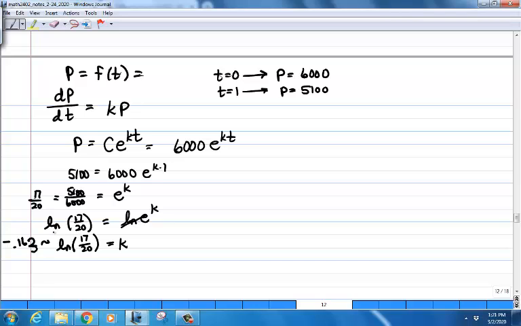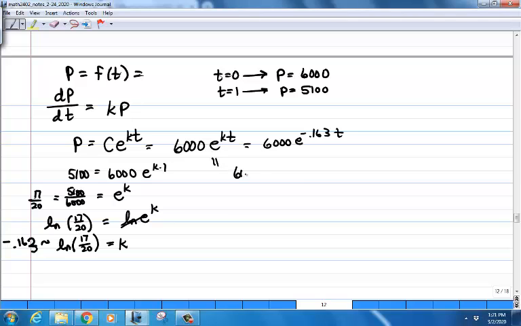Okay, so there's our estimate for k. And so in class, we would write down our formula for p as 6,000 e to the minus 0.163 t, correct? And that's perfectly okay. On a test, that would be fine. But here's how WebAssign wrote the formula for p. They wrote it a little bit differently. So rather than giving a decimal approximation for k, they used natural log of 17/20. They plugged that in directly into this formula.